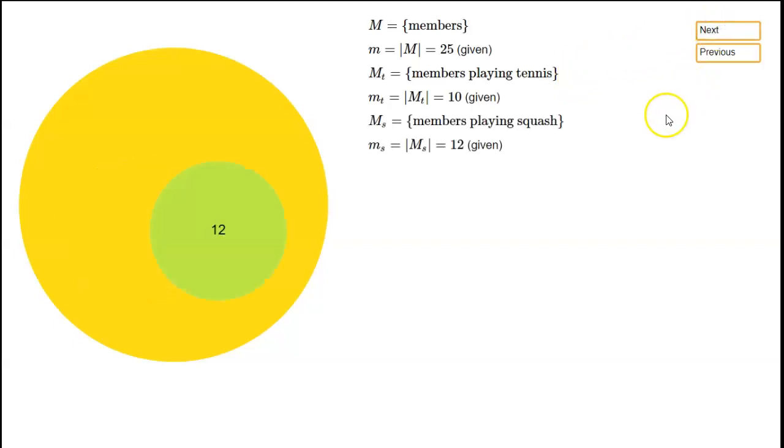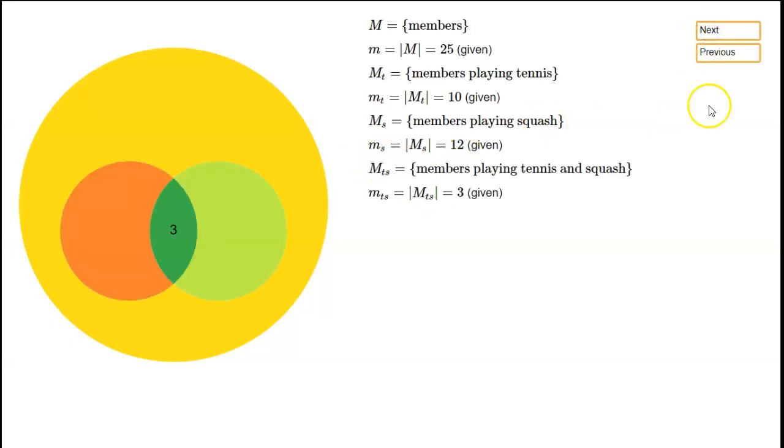And similarly for squash, we're told that there are 12 people who play squash. So capital MS, that's the set of members who play squash, and little ms is the size of that set, which is 12. Then we can think about the members who play both tennis and squash. Okay, so that's written capital M subscript TS for the set of members who play tennis and squash. Again, little m TS is the size of that set, and we're given that the size of that set is 3. There are 3 members who play both tennis and squash.